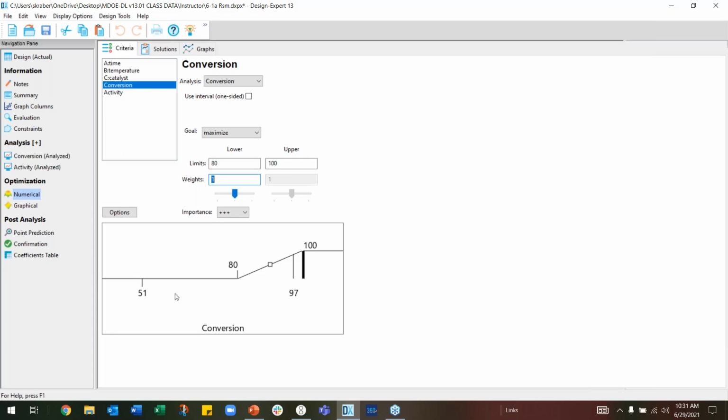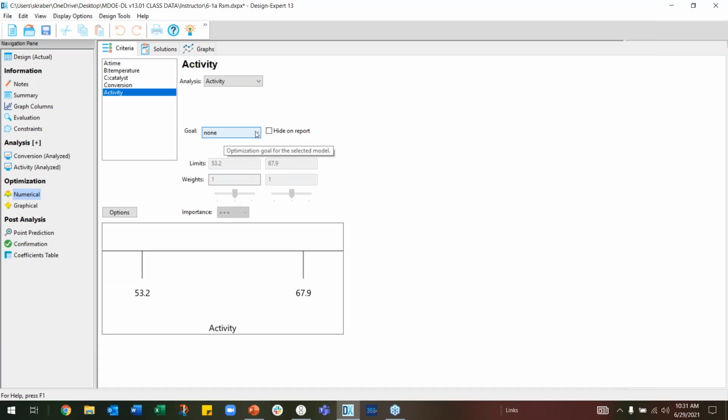Like with a maximize, I don't want any solutions that have a percent conversion way down here at 51%. The lowest acceptable percent conversion is 80%. So certainly make sure to change that lower limit to an 80 to cut off all of these potential solutions down here, which are not acceptable to me. So make sure that the limits you enter are reflective of what you want out of the process.